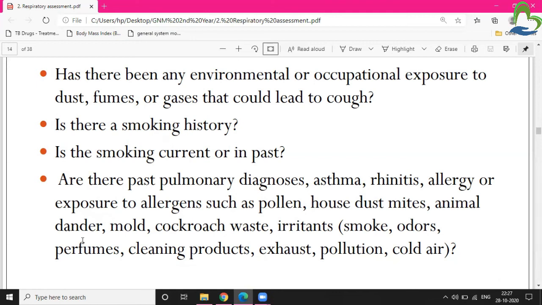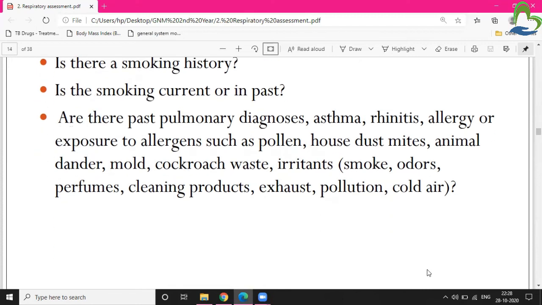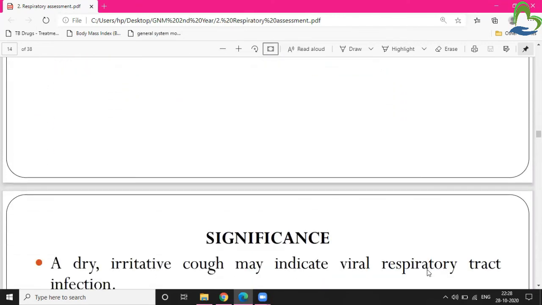Are there past pulmonary diagnoses such as asthma, rhinitis, allergy, or exposure to allergens such as pollen, house dust mite, animal dander, mold, cockroach waste, irritants like smoke, or any specific odors like strong odors, perfumes, cleaning products, exhaust, pollution, or cold air? So we can take history.